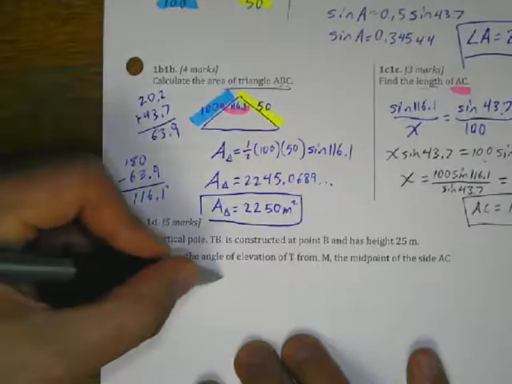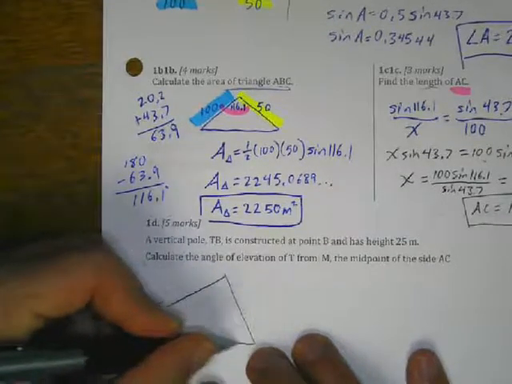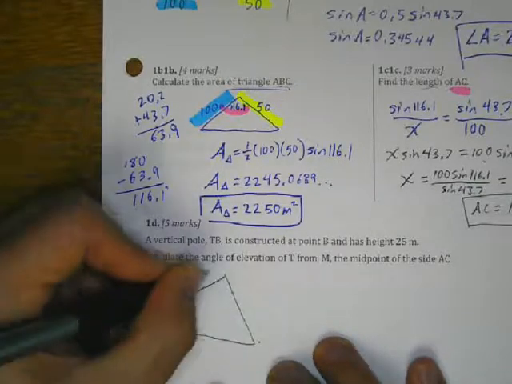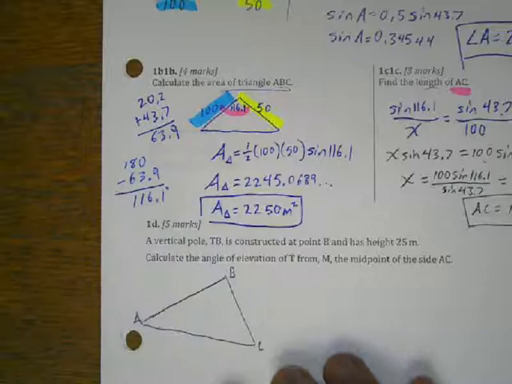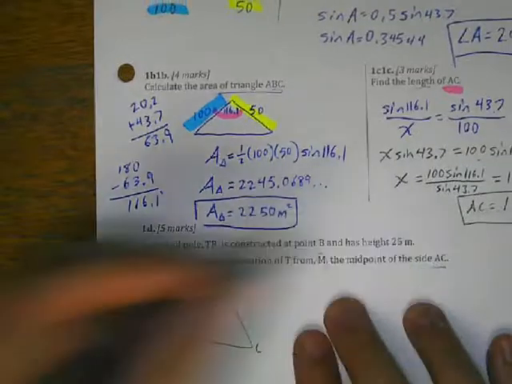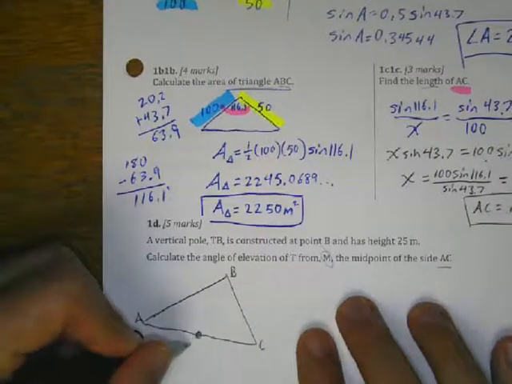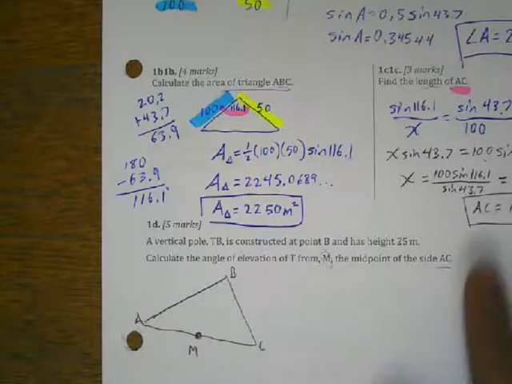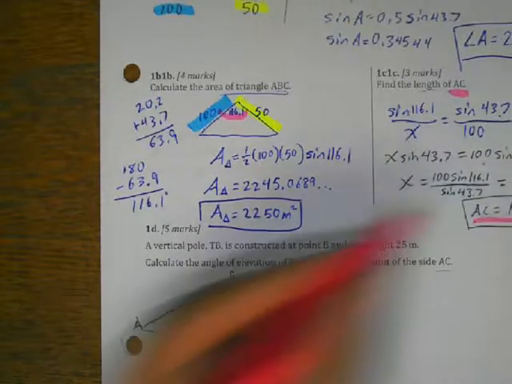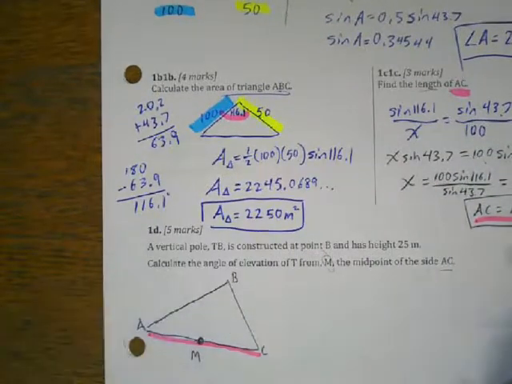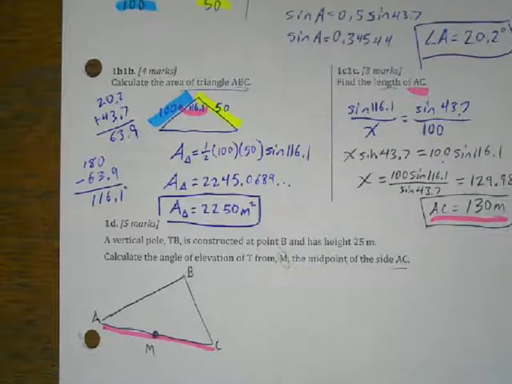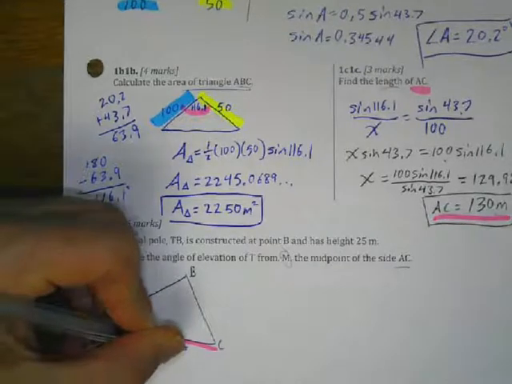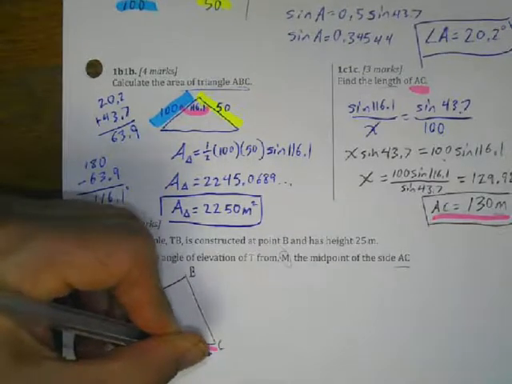So I'm going to redraw our triangle here. Okay, and we've got A, B, and C, and we want the midpoint between A and C. So I'm just going to call that M. And so we already know that the length of this whole line is 130. We just figured that out. So from the midpoint here, it's going to be half of 130. This is going to be 65 meters from here to here.